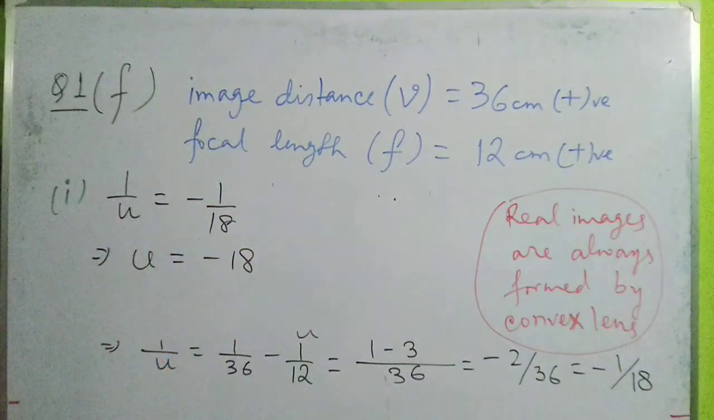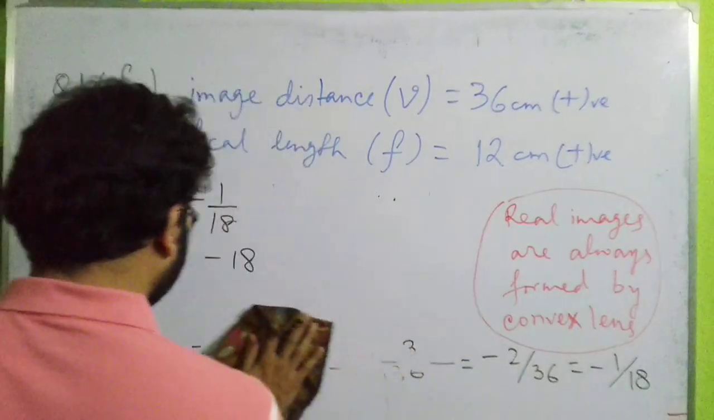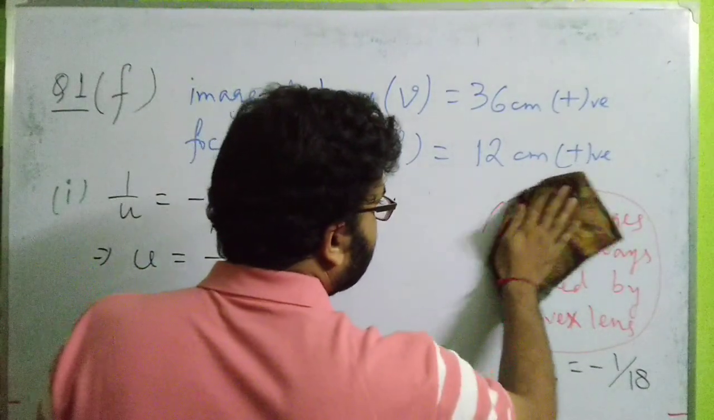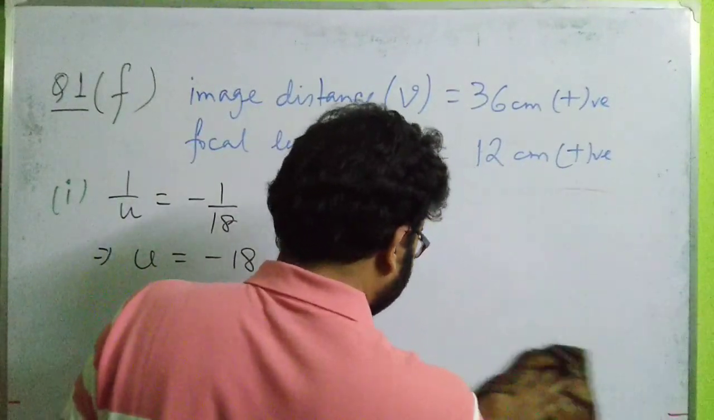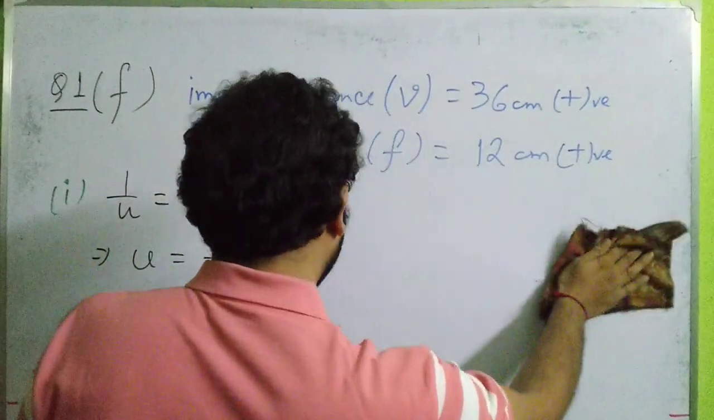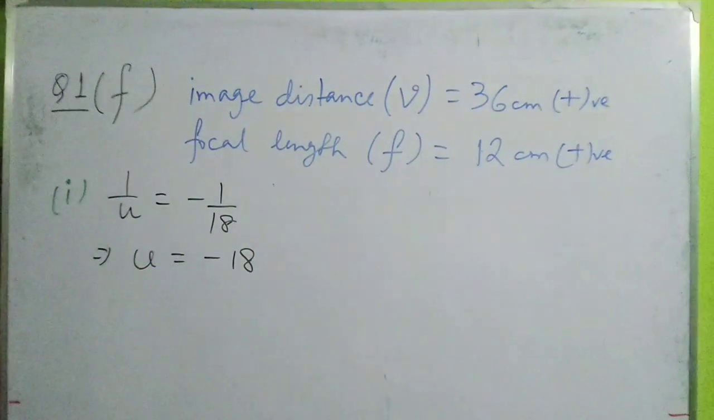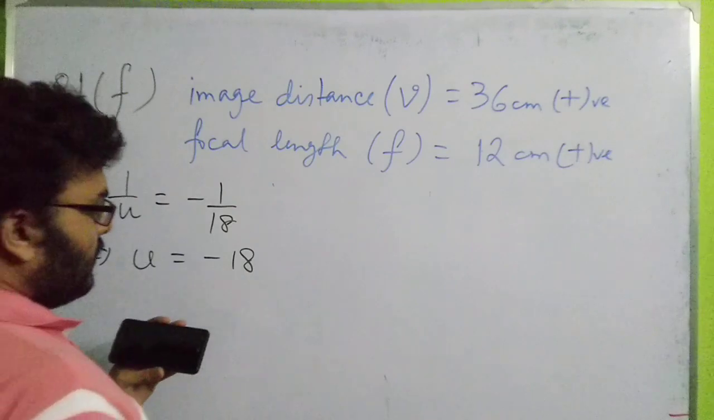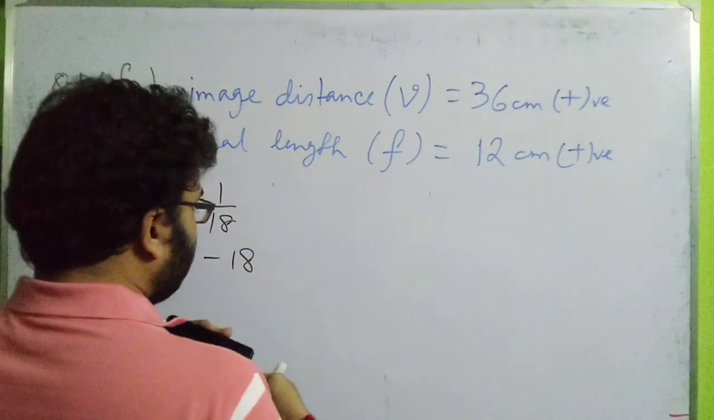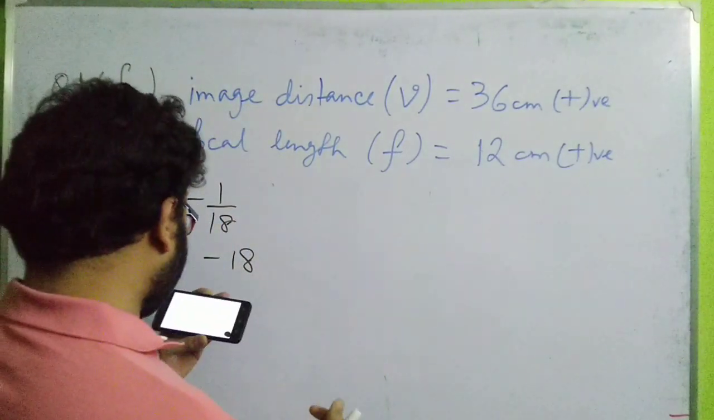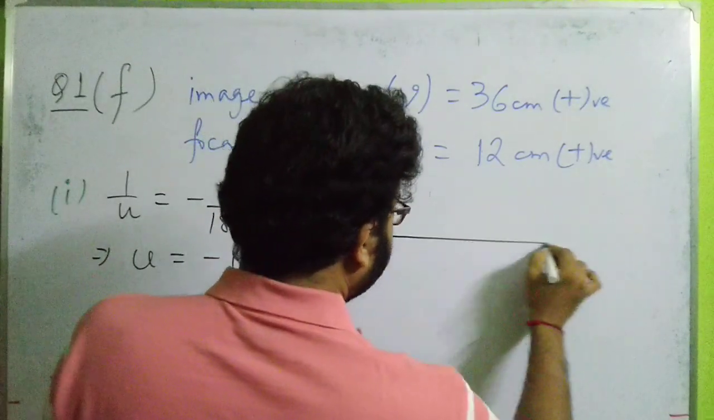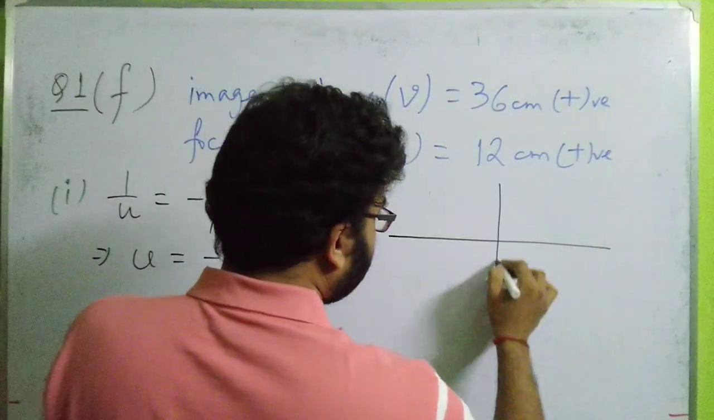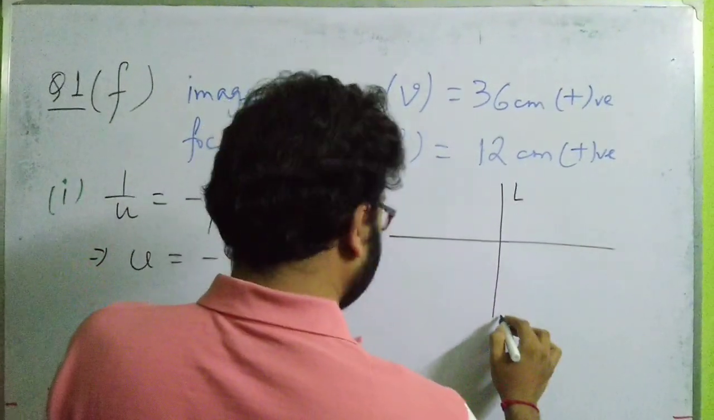So let me draw the figure for you. It will be easier for you to understand. I think you have noted the theory marked in red colored pen. So what is the figure? The figure shows that we have a principal axis. This is our lens L dash.